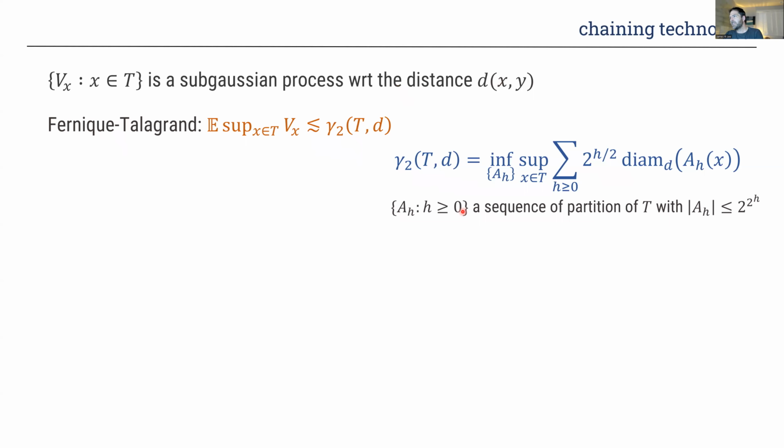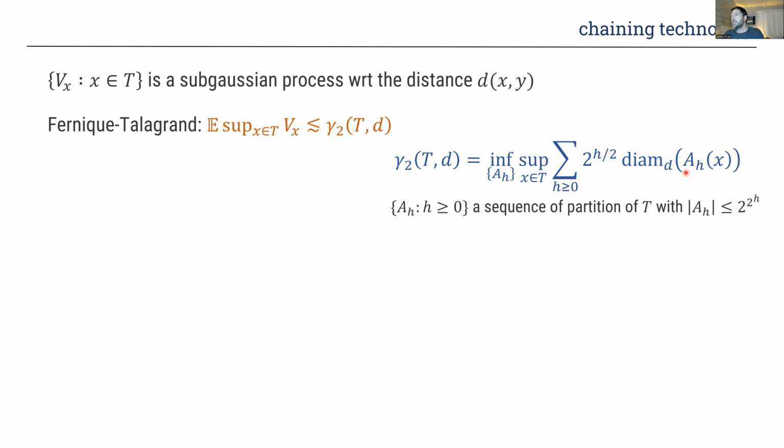It has a complicated definition that we don't need to go into. It's both complicated and not very complicated, in the sense that this is the definition of it. You consider all sequences of partitions of this set T such that the partition indexed by h has at most 2 to the 2^h pieces. And then you take the best such family of partitions, and the cost of that partition is the sup over all x in T of this weighted sum of the diameters, where A_h(x) is the set of the partition A_h that contains x.